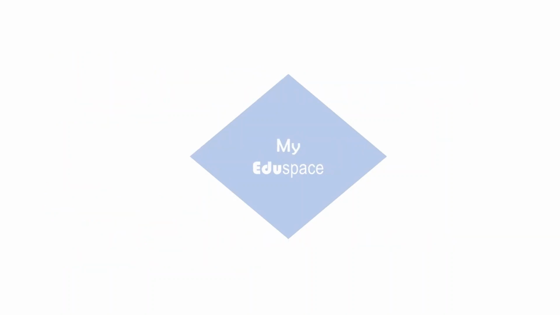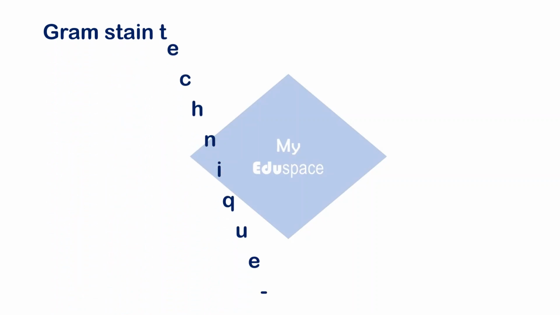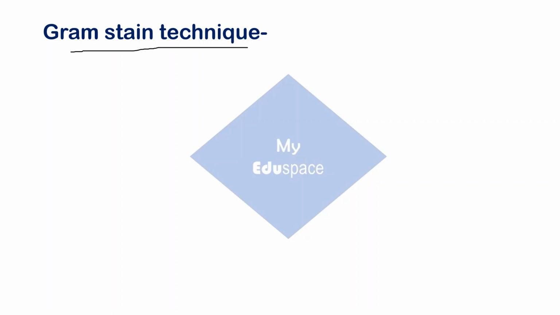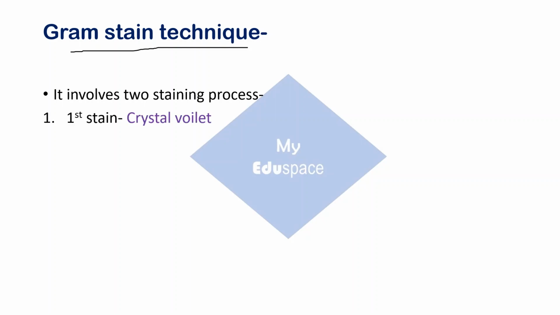So, how will we distinguish gram-positive bacteria from gram-negative bacteria in a given sample of bacteria? For this, we have to perform the gram staining technique. So, let's go for it. Now, what is the gram staining procedure? It involves two staining processes. The first stain is crystal violet, which gives a violet or purple color to the cell, and the second stain, which is the counter stain, gives a pink color.